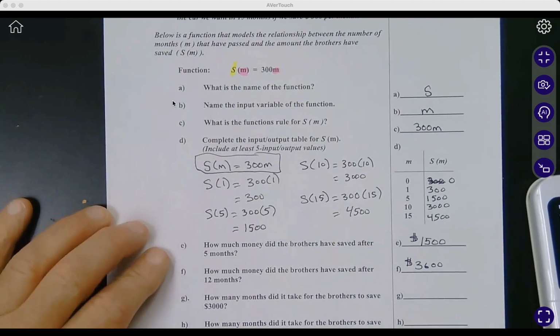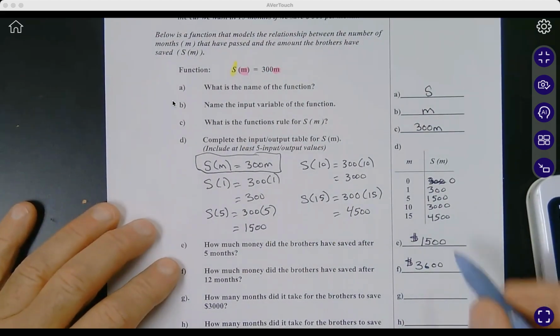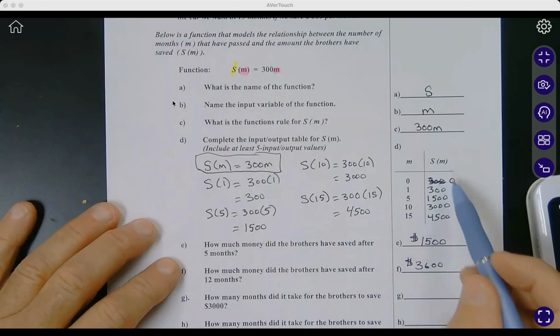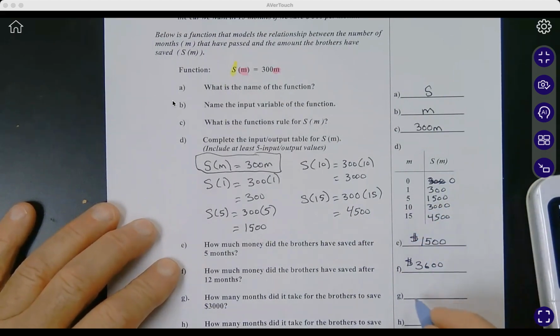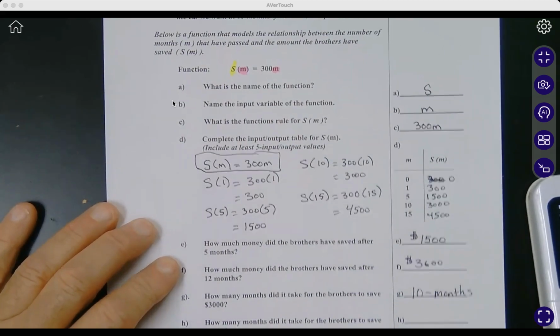How many months did it take for the brothers to save 3,000? Well, I'm going to go up to my table, and I'm going to notice right here we had a savings of 3,000, and that occurred after 10 months. Again, unit of measurements on these individual questions.